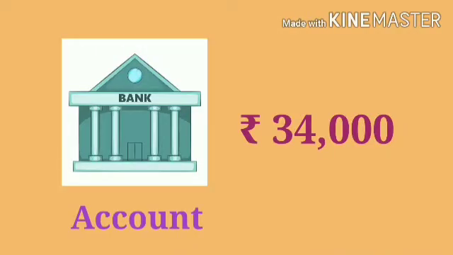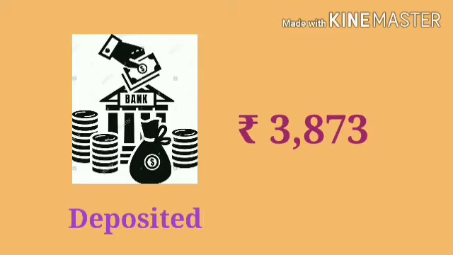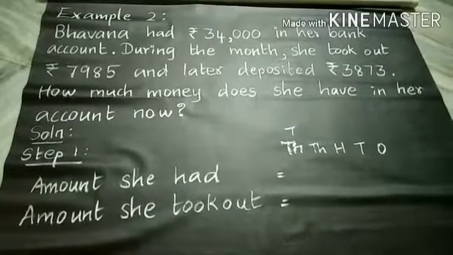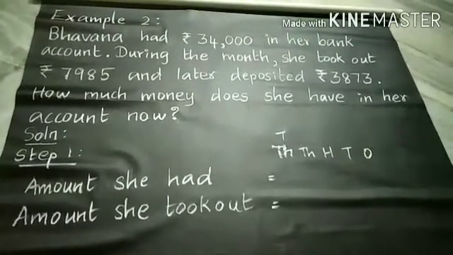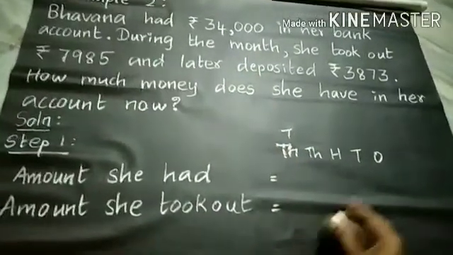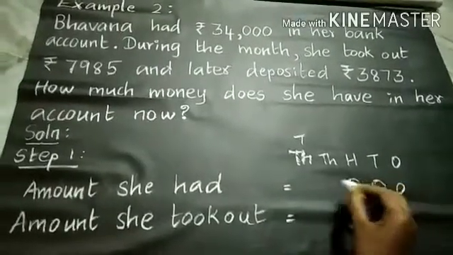Yes, total amount she had in her account is equal to rupees 34,000. Amount she took out from her account is equal to rupees 7,985. Then amount she deposited is equal to rupees 3,873. Here we have to find the amount she has in her account. Initially she had rupees 34,000. Then she took out rupees 7,985. So we have to subtract the withdrawn amount from the initial amount.